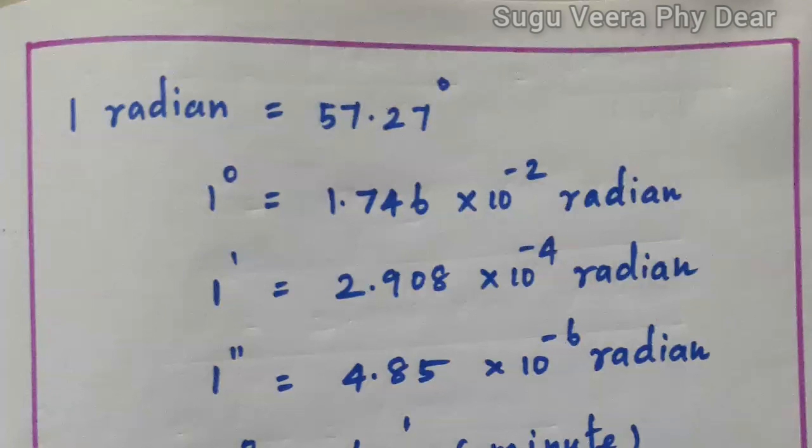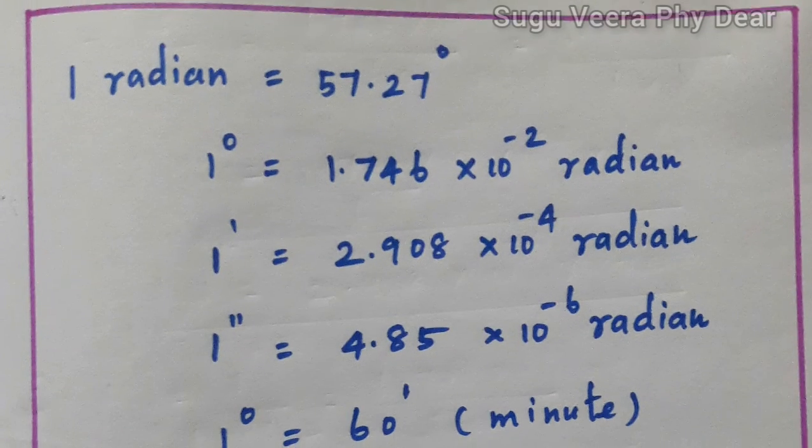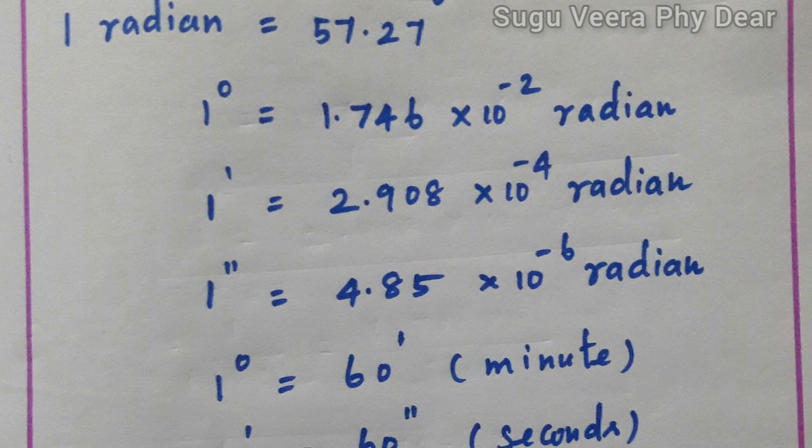Notes: 1 radian is equal to 57.27 degrees. 1 degree is equal to 1.746 into 10 to the power of minus 2 radian. 1 minute is equal to 2.908 into 10 to the power of minus 4 radian. 1 second is equal to 4.85 into 10 to the power of minus 6 radian.